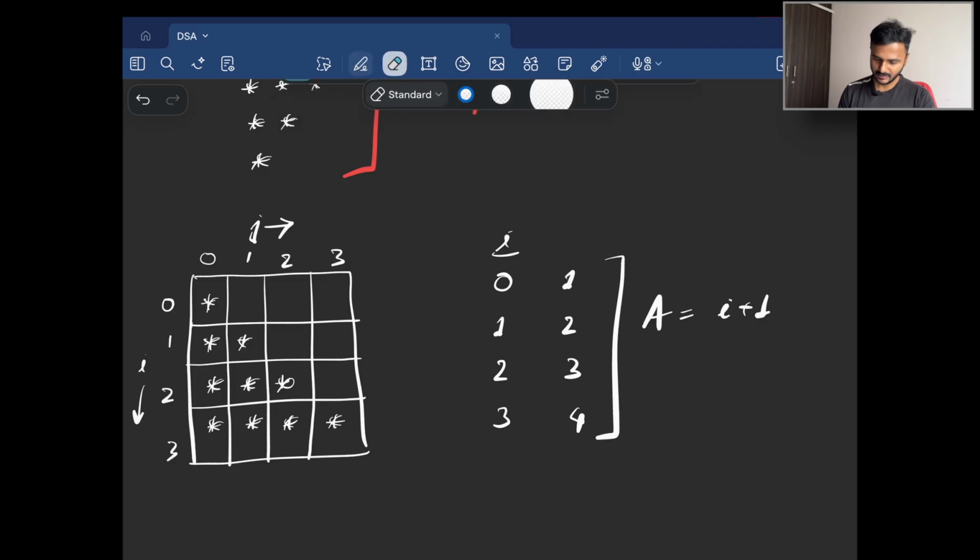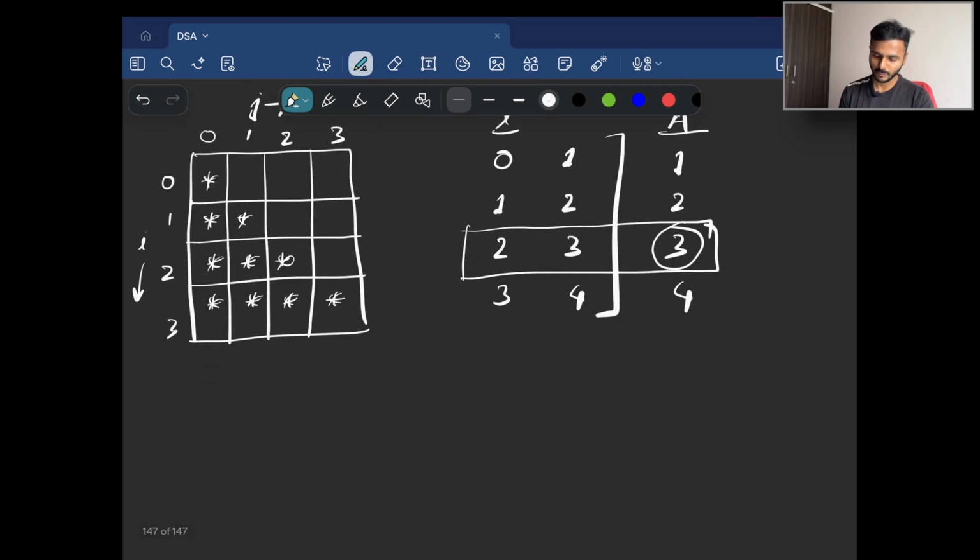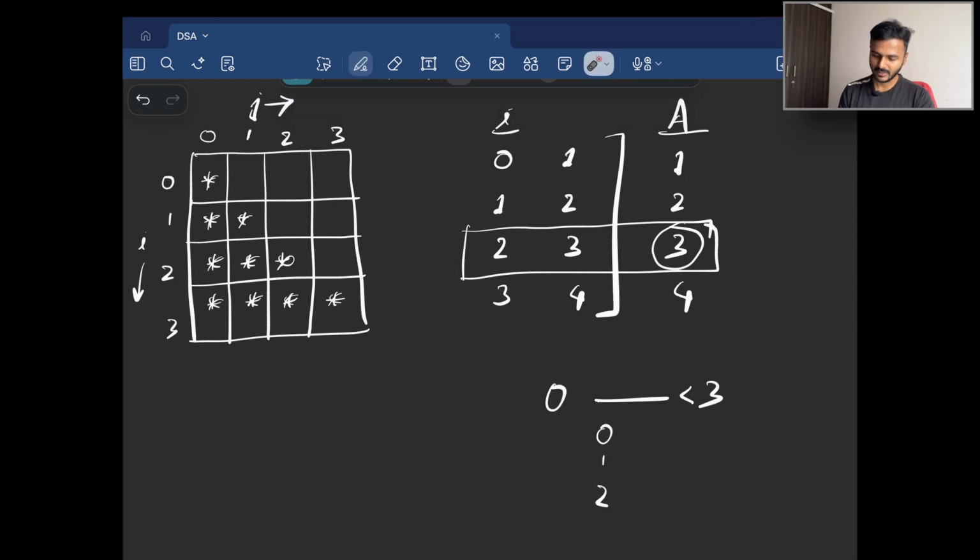Now, this means that A will be 1 over here, 2 over here, 3 over here, and 4 over here, right? So let's say we are on the row where the value of I is 2. There we need to print 3 asterisks. So all we will have to do is run a loop 3 times, and we know how to do that. We can go from 0 to 3, actually less than 3, right? So we'll go for 0, 1, and 2, which will give us 3 iterations, and in each iteration we're going to print an asterisk, right?